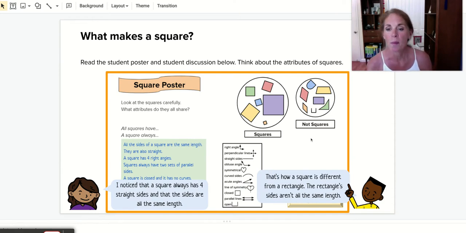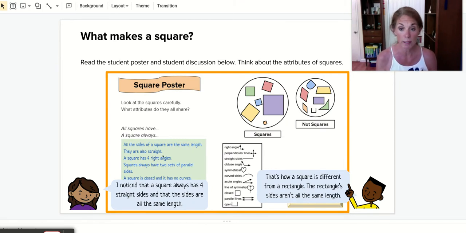Okay, so do you see in this circle, how the squares, doesn't matter how they're tilted, if they have the same length sides, they're all squares. What else, though?